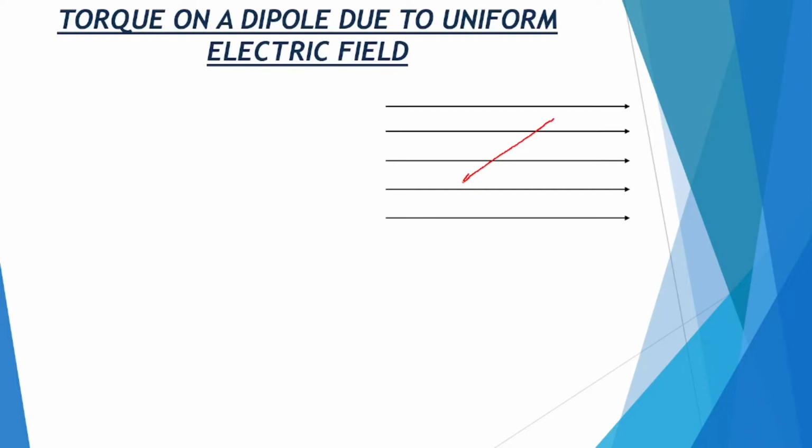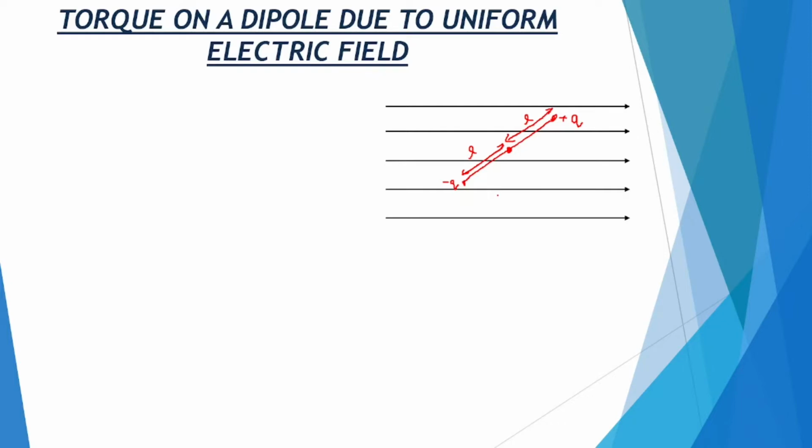So this is our dipole with plus q charge here, and minus q charge here. And let's consider the center of dipole to be here, and minus q charge is situated L distance from our center of dipole. So this is our L. Again plus q charge is situated L distance from our center of dipole. So this is again L.